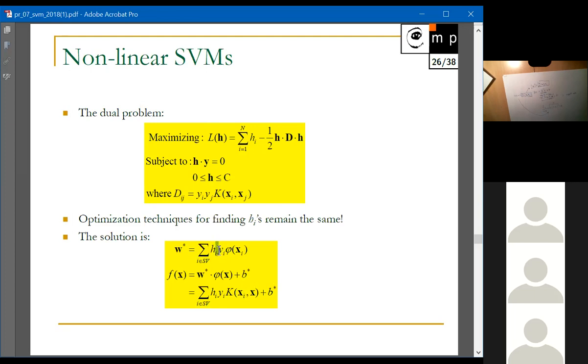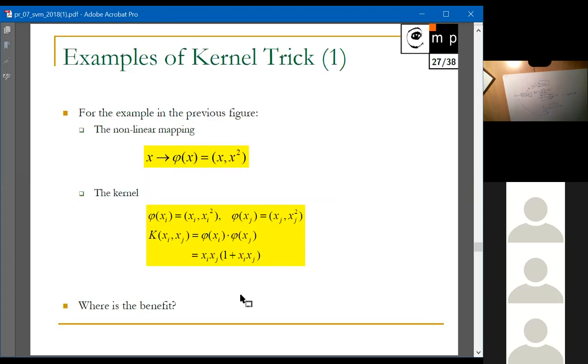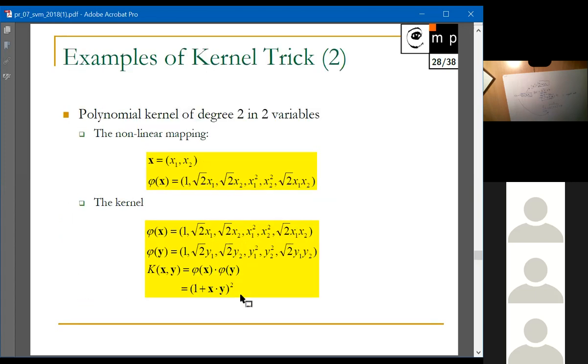You will have the Lagrange multipliers, which are non-zero for the support vectors. If you have the explicit mapping, phi of x could be a 5-dimensional vector, fine, your w is longer, no problem. But if you don't want to use this explicit mapping, you have to compute the kernel response for the input vector and all the support vectors. Here you have a choice.